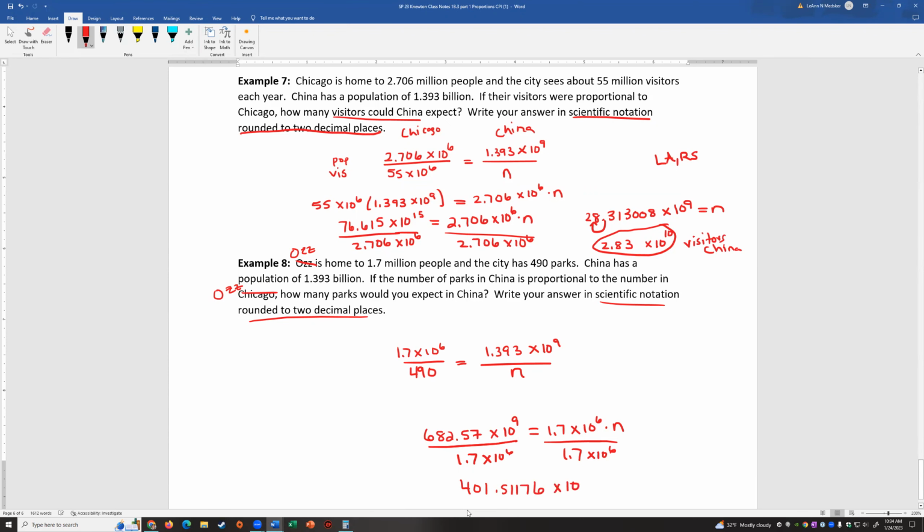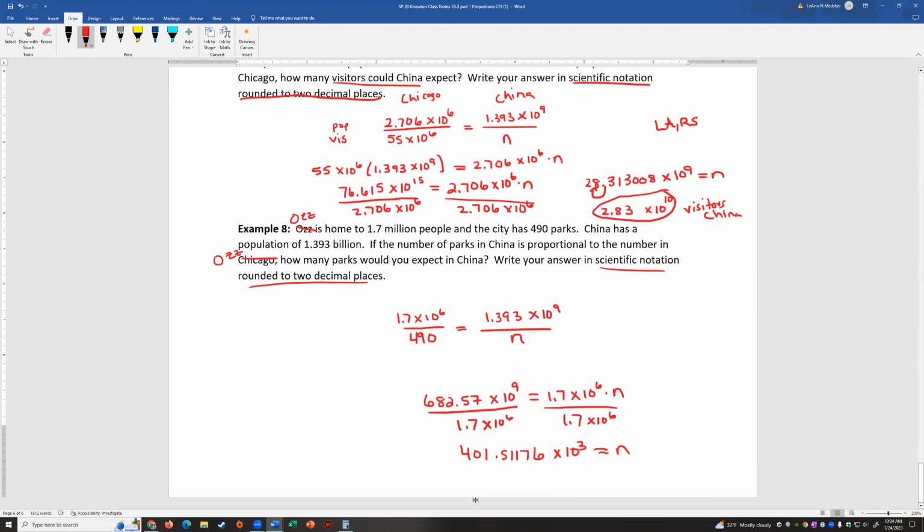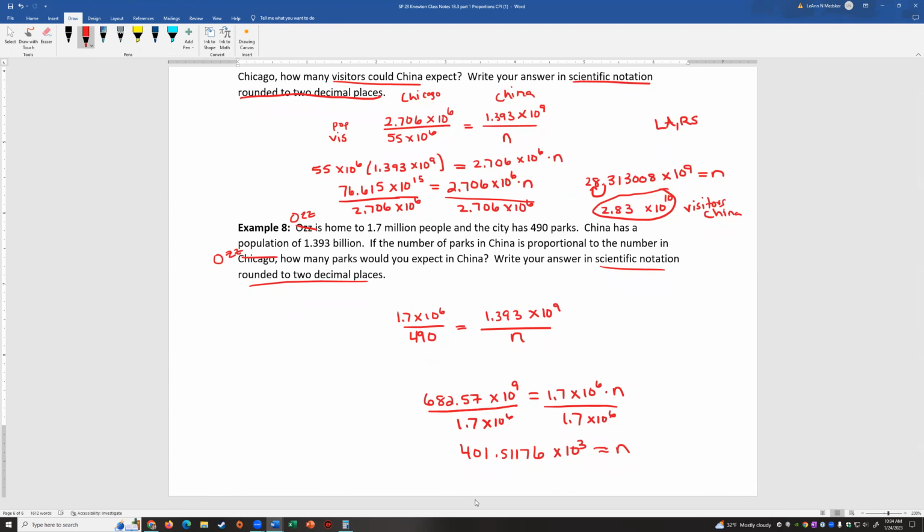times 10 to the 9 minus 6 would be 3. But we want to write this in scientific notation rounded to 2 decimal places. So proper scientific notation would require that we move this 2 places to the left, which means we're going to add 2 to that power. So 4.0 and then round to the nearest 2 places after my scientific. So the 1's going to get bumped up by the 5 times 10 to the 5th. And that would be the number of parks.